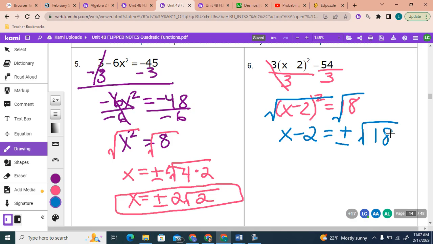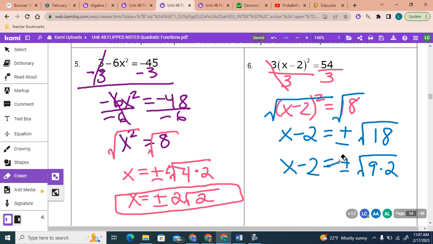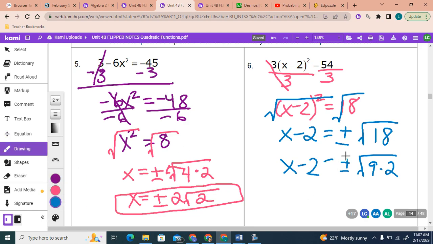Can I take the square root of 18? Is 18 a perfect square? No, so I can't take the square root of it. Does it have a perfect square in it? It does. What is it? 9. Okay, so I'm going to write 9 times 2. Over here, I'm just going to write this again. I don't know what to do with that yet, so I'm just going to rewrite x minus 2. Whenever you don't know what to do with something, just write it again and come back to it later.